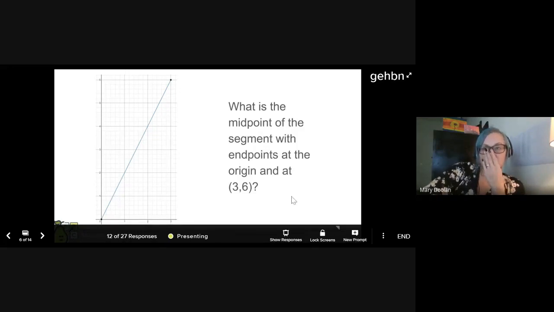Those of you that chose 0, 9/2, that would be way off the graph over here. The midpoint of this segment has to be on this line. It has to be in the middle. If you chose 9/2, 0, well, 9/2 is about 4.5, which is over here, and 0 means my midpoint is here. So it's definitely not A and B.